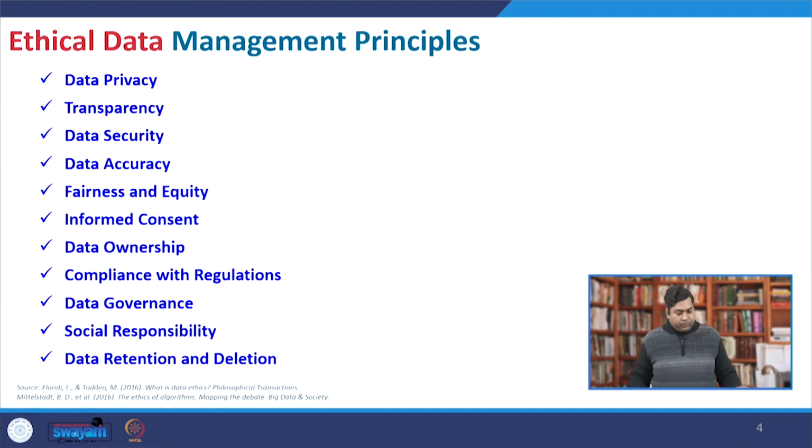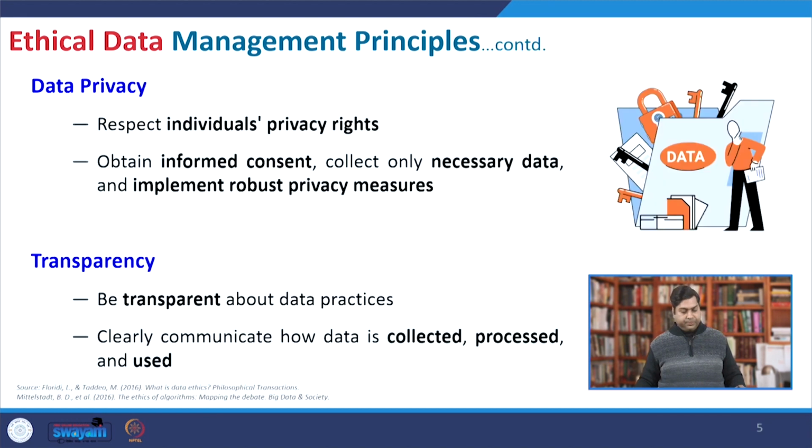Now, for ethical data management, in broad terms, we will be discussing a few principles here: data privacy, transparency of the information and the whole process, data security, data accuracy, then fairness and equity, informed consent, data ownership, compliance with regulation, data governance, social responsibility, and last but not least, data retention and deletion. We will discuss each of them very briefly and its relevance to our research.